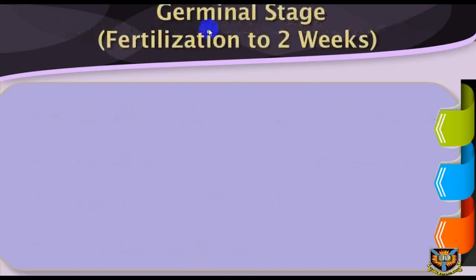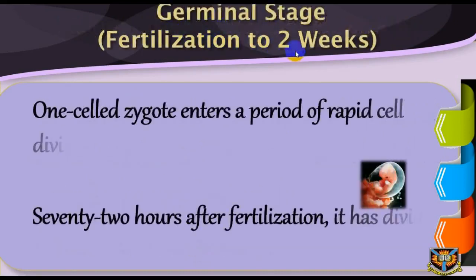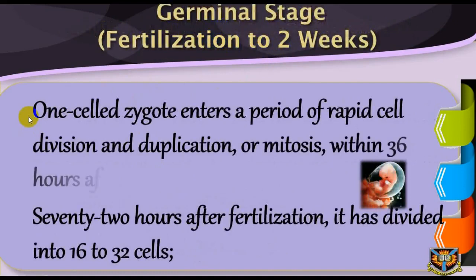Germinal stage, fertilization to 2 weeks. During the germinal stage, the fertilized ovum divides and becomes more complex, and the growing organism is implanted in the wall of the uterus.